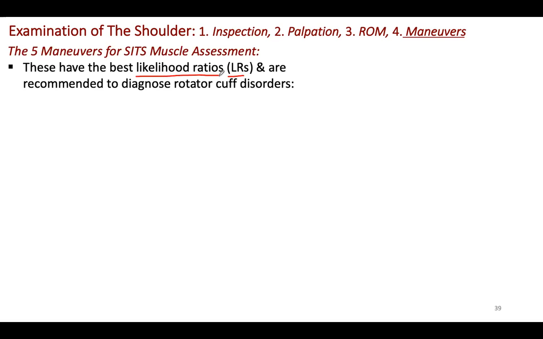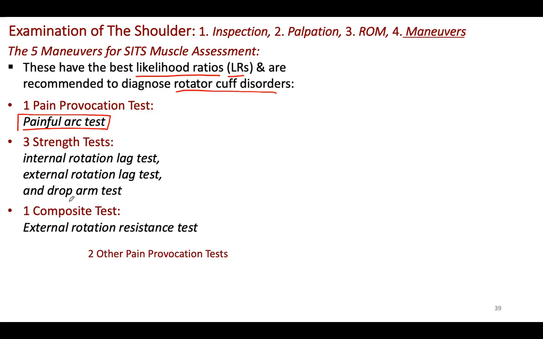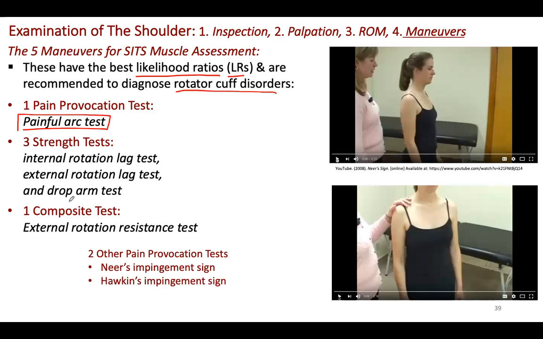So the higher the likelihood ratio, the more specific the test is for a certain condition. The most important test to diagnose rotator cuff lesions is what we call the painful arc test, and we are going to talk about it in detail in the next slide. But other tests are the internal rotation lag test, external rotation lag test, drop arm test, external rotation resistance test, Neer's impingement sign, and also Hawkins impingement sign.